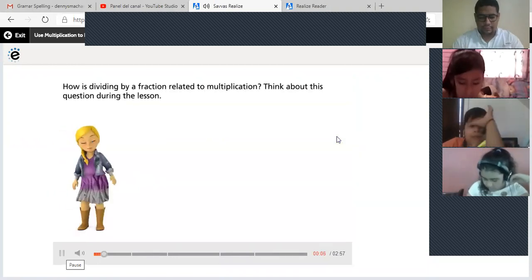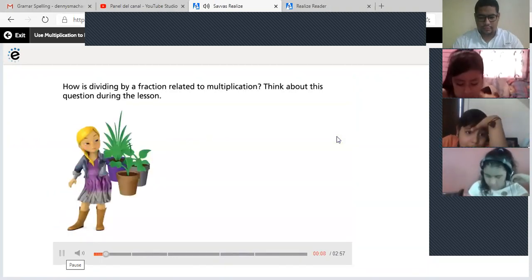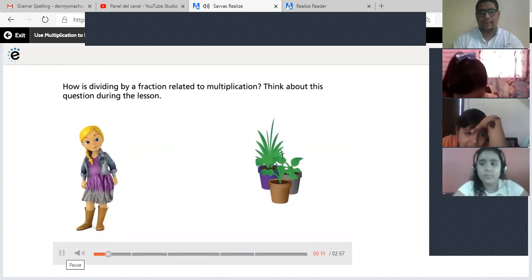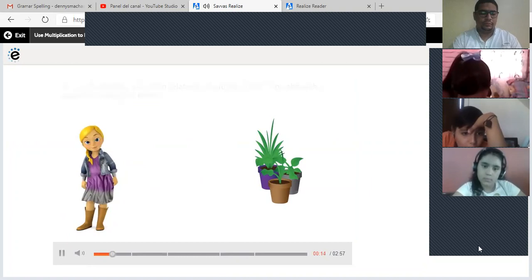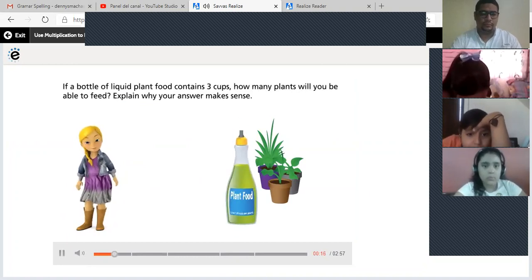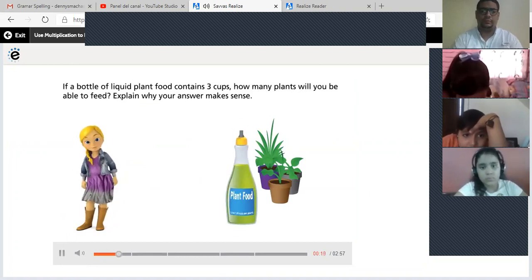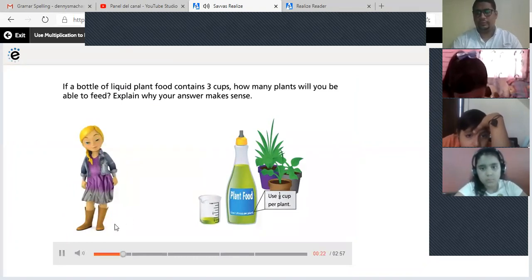How is dividing by a fraction related to multiplication? Think about this question during the lesson. If a bottle of liquid plant food contains 3 cups, how many plants will you be able to feed? Explain why your answer makes sense.